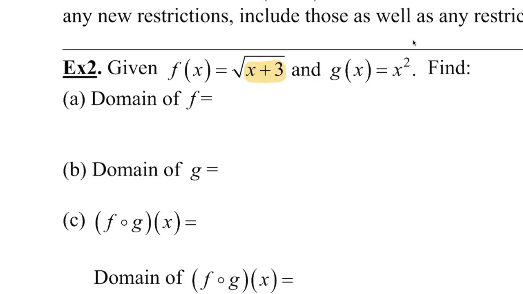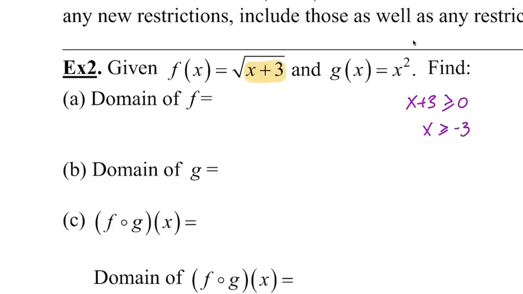So what you can do is put that verbal statement into a mathematical expression. In this case, we want x plus 3 to be greater than or equal to 0. And then you get x by itself, and in this case, x is greater than or equal to negative 3.